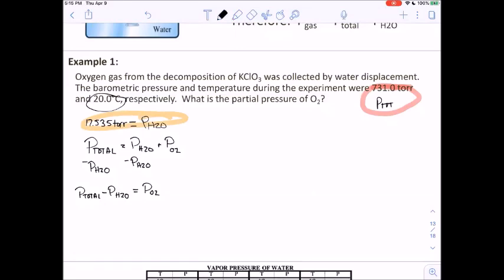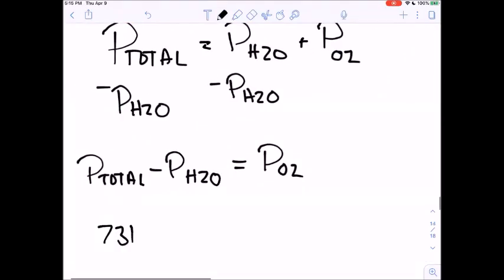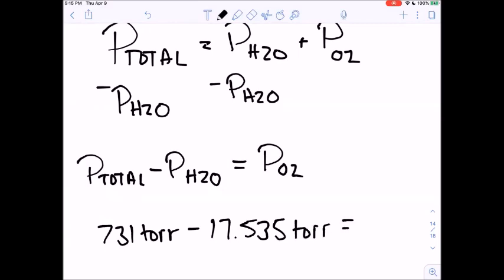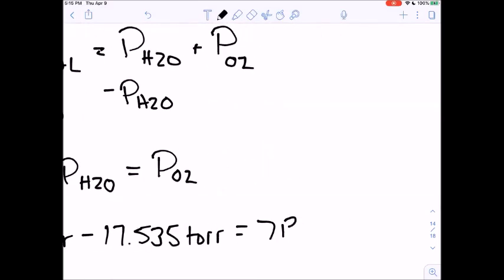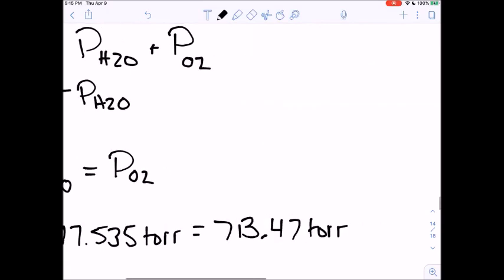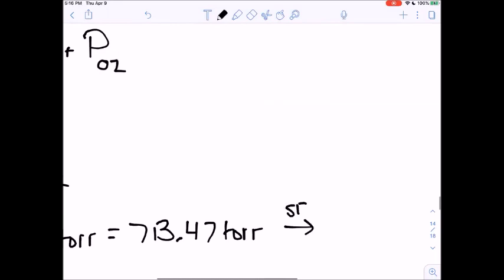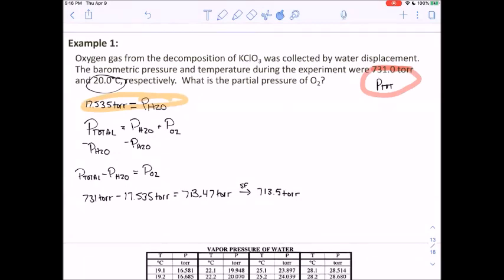So total pressure was 731 torr minus the pressure of the H2O, which we looked up on that chart to be 17.535 torr. When you plug that into a calculator and solve, you get 713.47 torr, which if you're using significant digits, rounds to 713.5 torr. So we have one more example problem we'll go ahead and do.